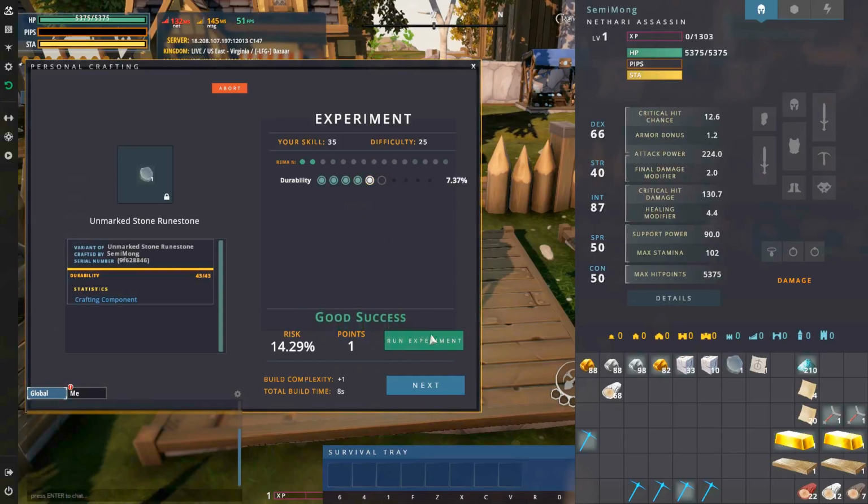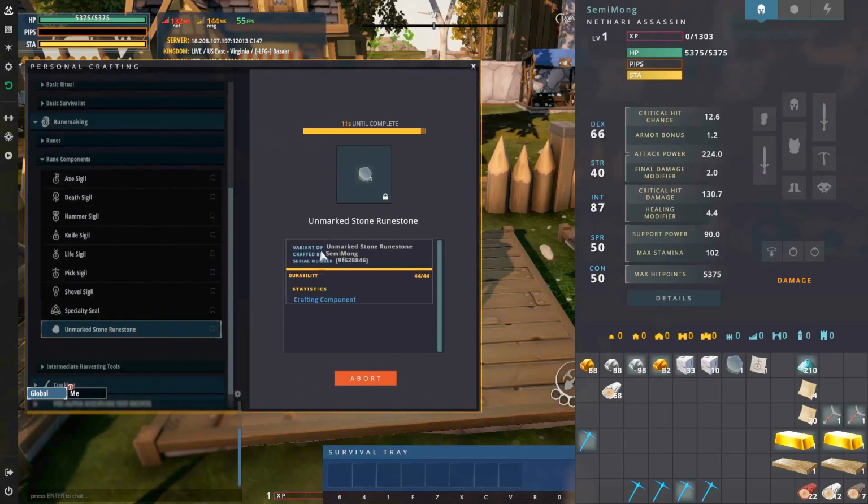What's going on, guys? It's me, Semi-Mong, and today we're back on Crowfall, just doing a bit of harvesting tool crafting, seeing what percentages I can get on the experimentation, and of course, then taking these harvesting tools out to do a bit of gathering. I did, as you can see, do a bit of harvesting tool creation. I started off with the pickaxes.